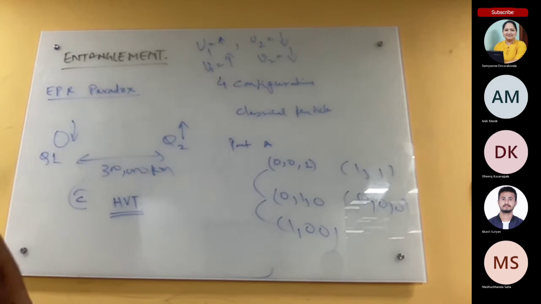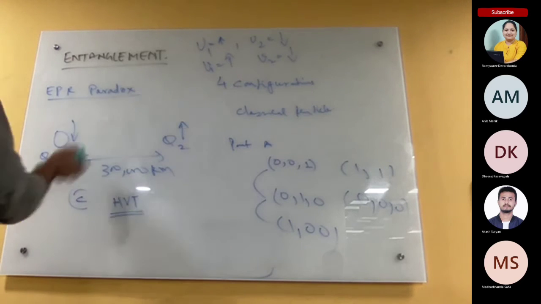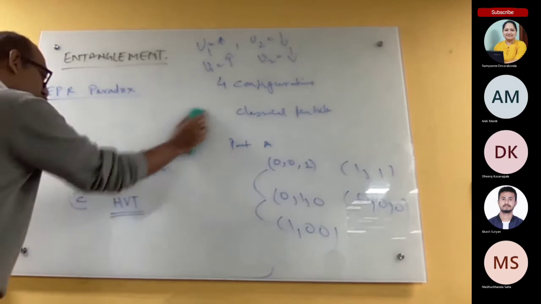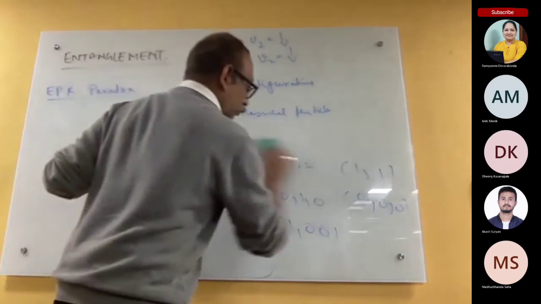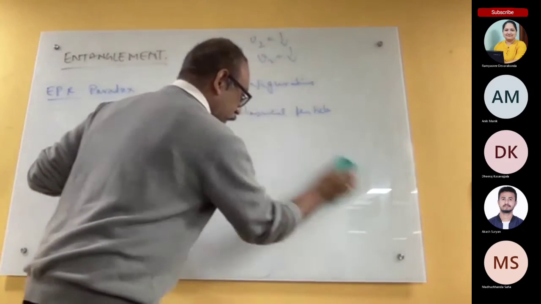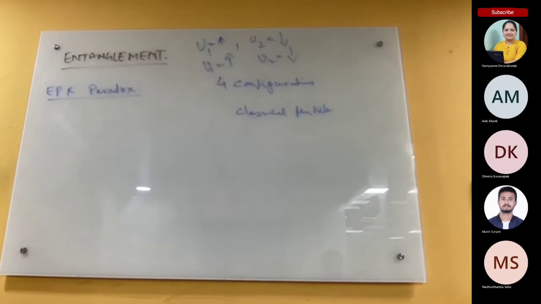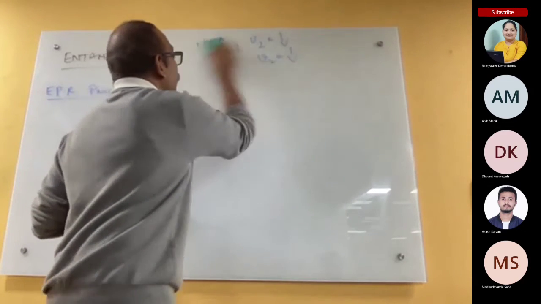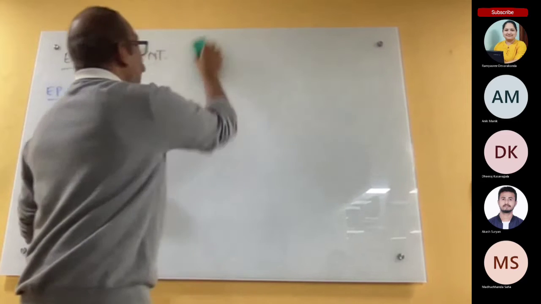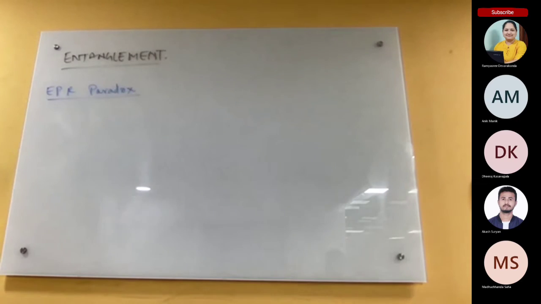Now, in 1965 comes, according to me, probably one of the top 10 experiments in physics ever conducted. Not just physics, maybe all over science, by John Bell. He was an Irish physicist. It's a tragedy that he never got the Nobel Prize. But John Bell in 1965 finally proved that hidden variable theory is wrong.